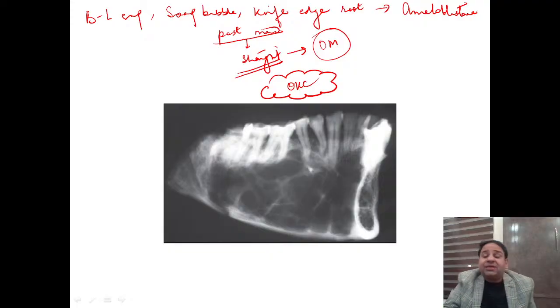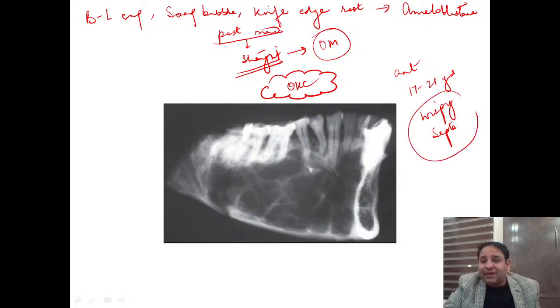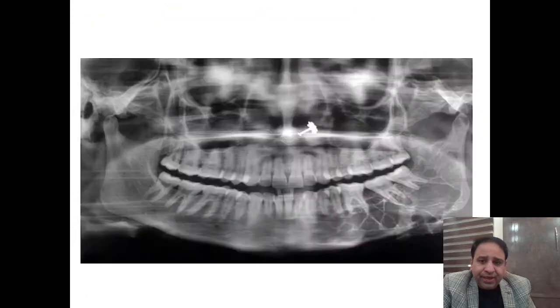Regarding CGCG, it is present in the anterior region at a very young age, 17 to 21 years, and it has wispy septa at right angles to the periphery. Yes, wispy septa at right angles to the periphery. If this is there, they are expecting CGCG as the answer. These are the kinds of questions that come and are asked of you.